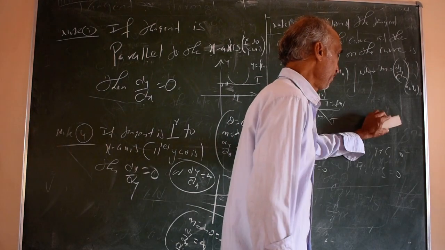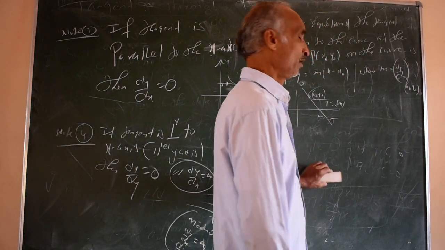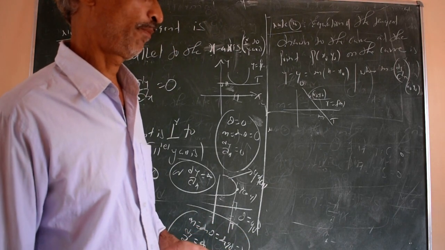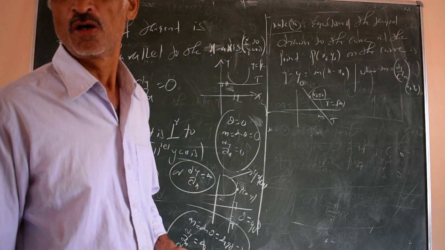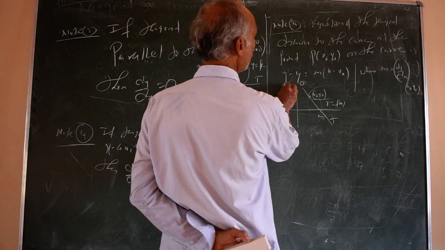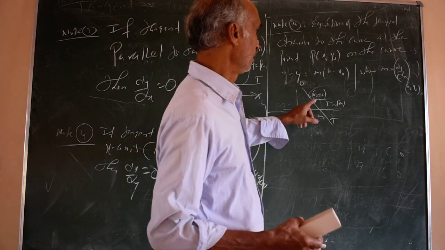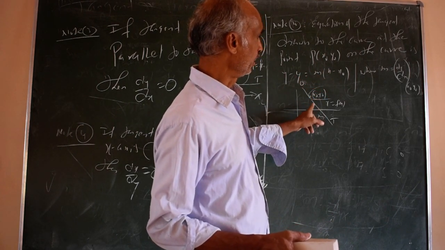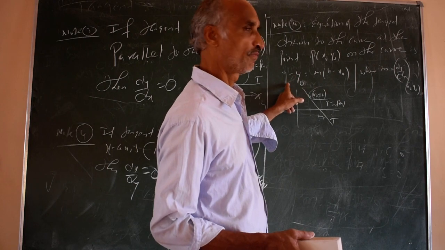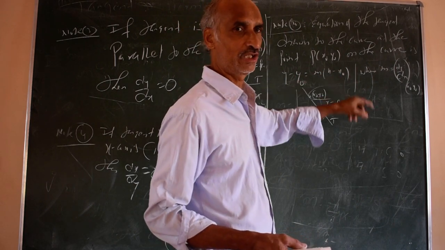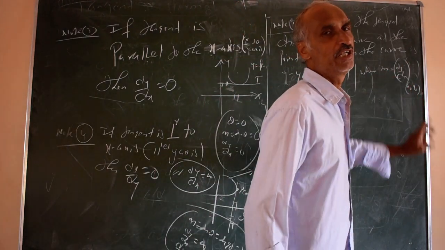So on perpendicular or parallel lines, you can expect one CET question on the perpendicularity or parallelism of two lines. So this is the equation of the tangent line, which is passing through point x0, y0, and the slope is m. Then the equation of the tangent line is y minus y0 equals m into x minus x0, but m is given by dy by dx here.